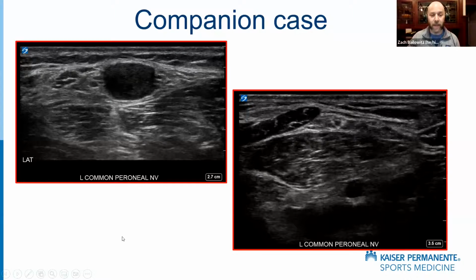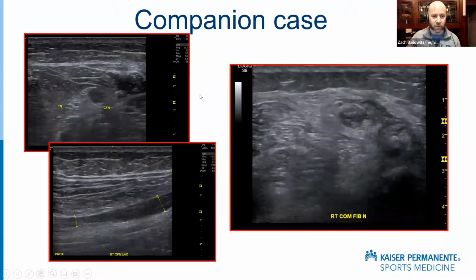This is just a companion case of an intraneural ganglion, which I had not seen before. This case was from a few months ago. Actually, my partner was the first one to see this case. You can see there's some nerve fascicles on either side of this ganglion that you can imagine could be causing some compressive symptoms. I'm not going to play the video, but you can see the normal nerve here. But there's this little blip of an almost completely anechoic, cystic looking structure right in the middle of the nerve.